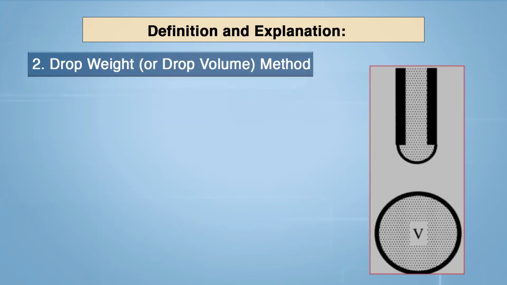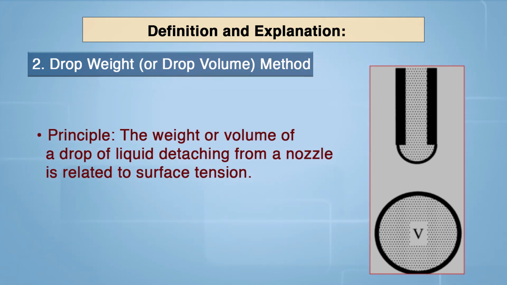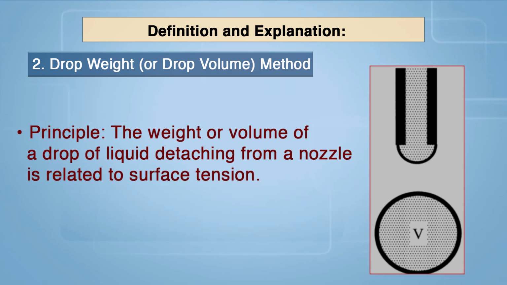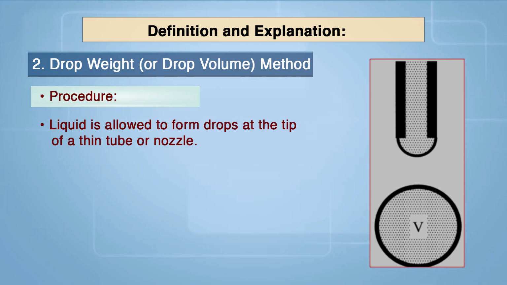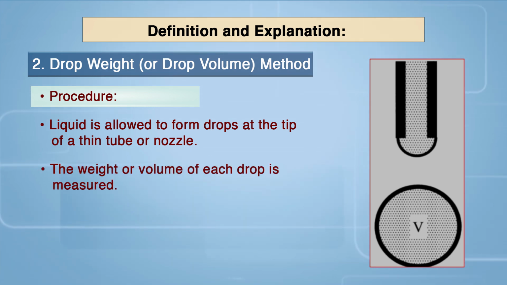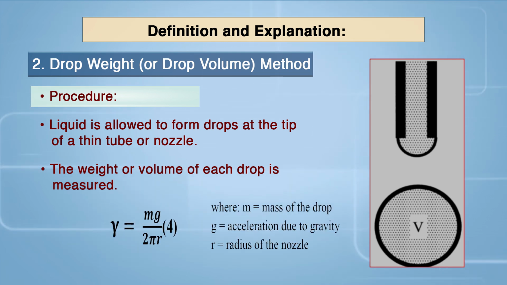Coming to another method, which is drop weight or drop volume method, based on the principle that the weight or volume of a drop of liquid detaching from a nozzle is related to surface tension. Procedure followed is liquid is allowed to form drops at the tip of the tube or nozzle. The weight or volume of each drop is measured and surface tension is calculated using the formula gamma is equal to mg upon 2 pi r, where m is mass of the drop, g is acceleration due to gravity, and r is the radius of the nozzle.